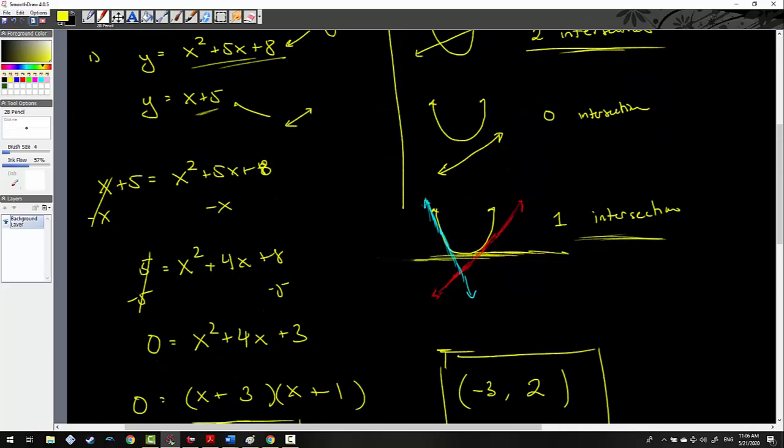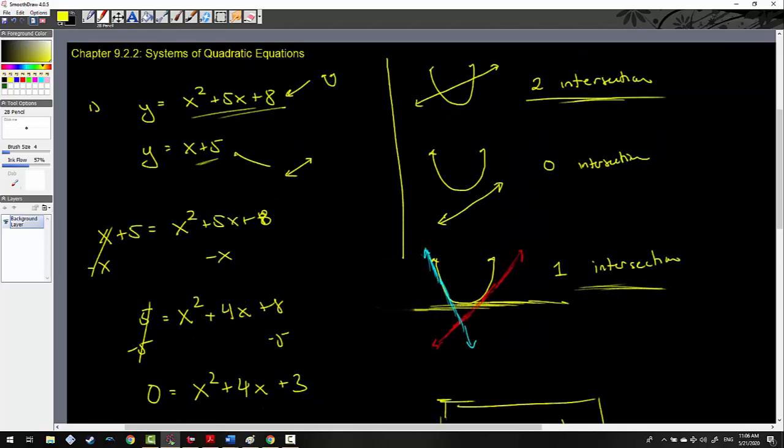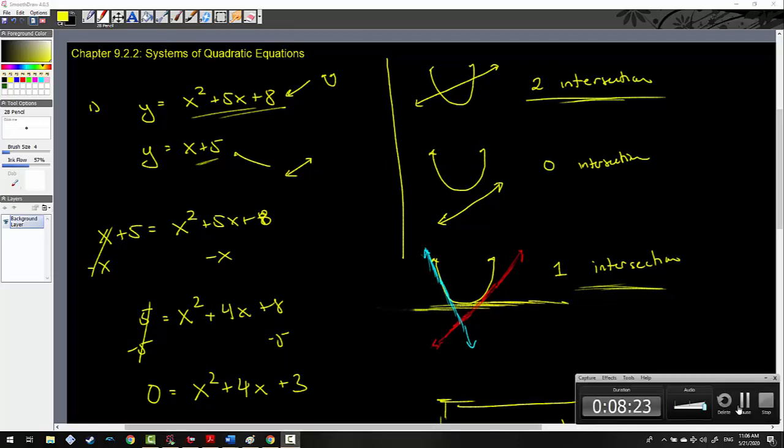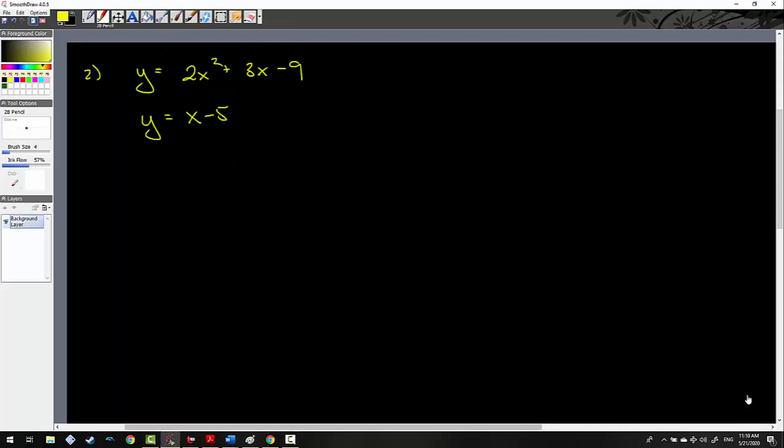That pretty much is the lesson right there. So for the rest of the lesson, I'm just going to do a few examples. So let me clean up the board real quick, and I'll be back in a flash. And welcome back for the second example. We are dealing with another parabola versus a line. So let's see what happens when we set them equal to each other.